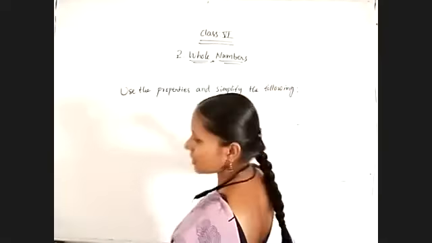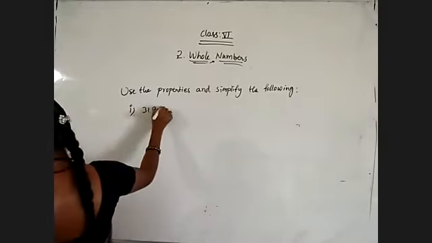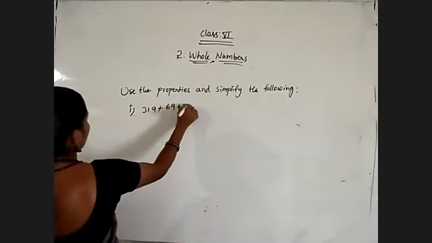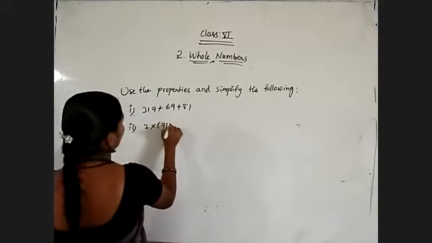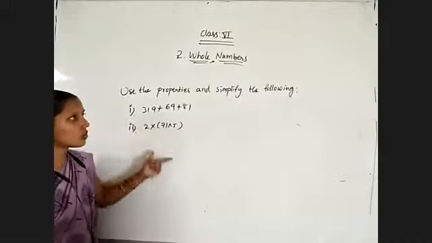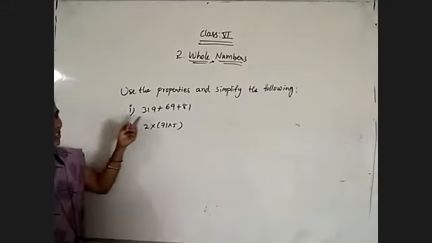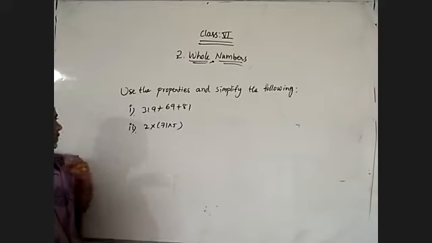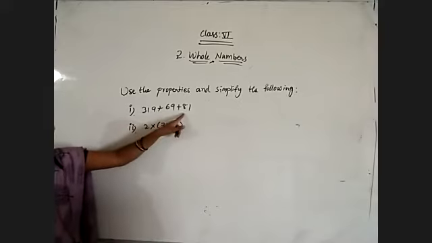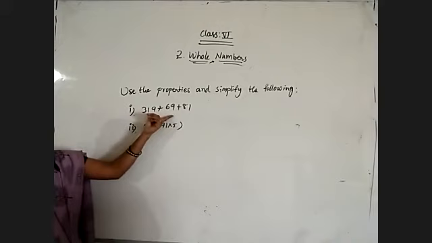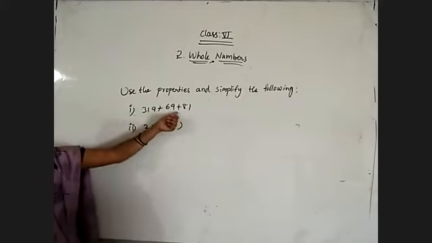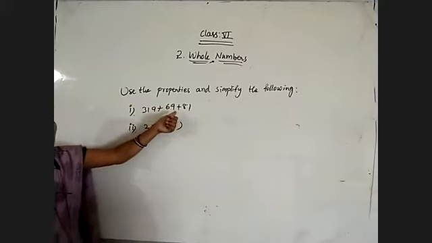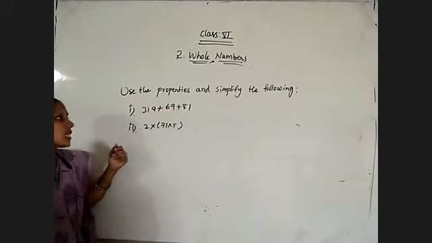My first question is 390 plus 69 plus 81. And my second question is 2 into 71 into 5. That's all. These two only. So just observe the given question. First thing, observe the given question. How many numbers are there? 3 numbers. Between those 3 numbers, we have plus and plus. So we need to use the commutative property and associative property.